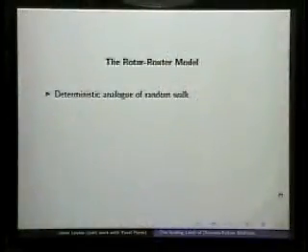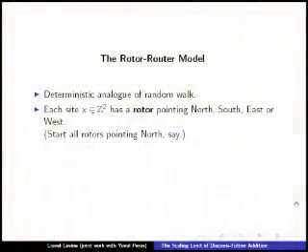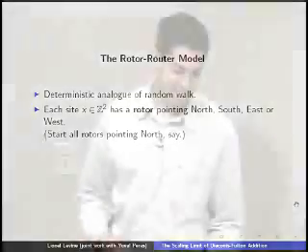Another thing that's interesting to study is, what happens if instead of using random walks to define these models, we use some other process? One particularly fascinating process is called the rotor-router model, which is a deterministic analog of random walk. It was originally defined in the physics literature by Priezzhev and others, and then it was reinvented or repopularized by Jim Propp several years ago.